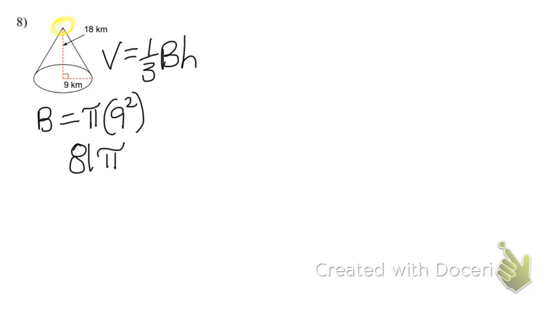You can change that. Look at the directions. The directions say rounded to the nearest hundredth still, so you can change that to a decimal now, or you can wait to the end of the problem. It doesn't really matter. 81 times pi is approximately 254.47. Okay, the height of the pyramid is the 18.